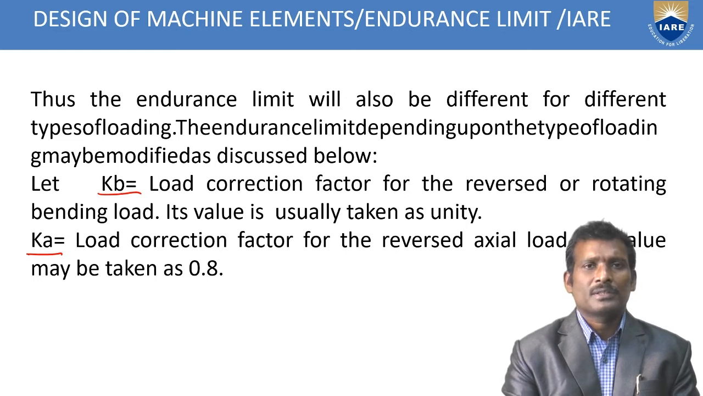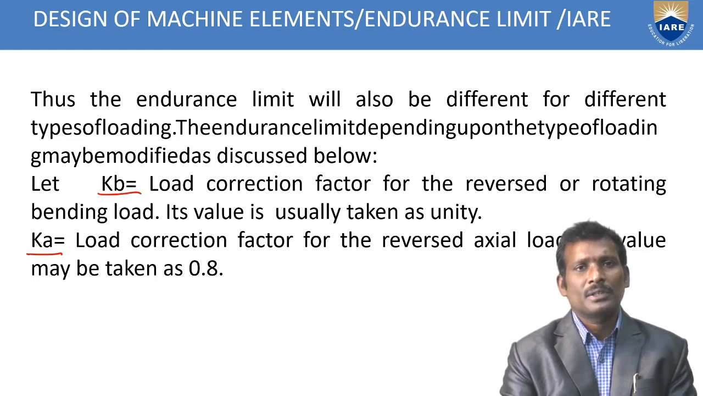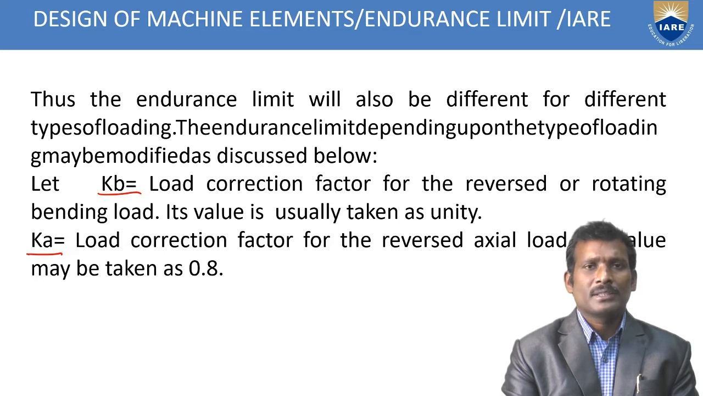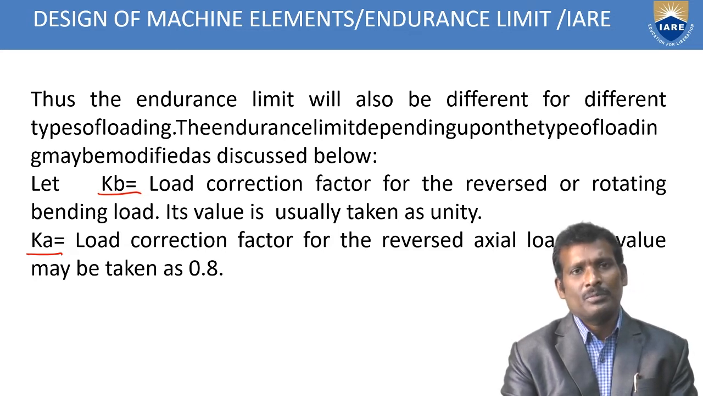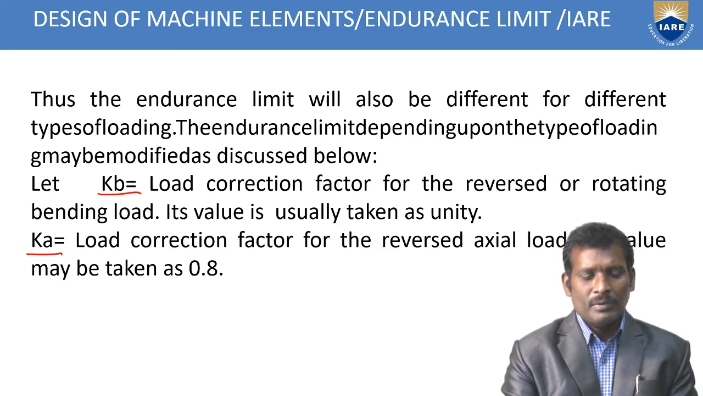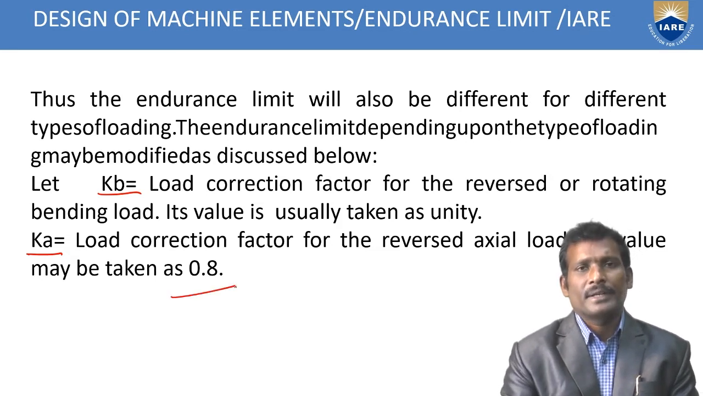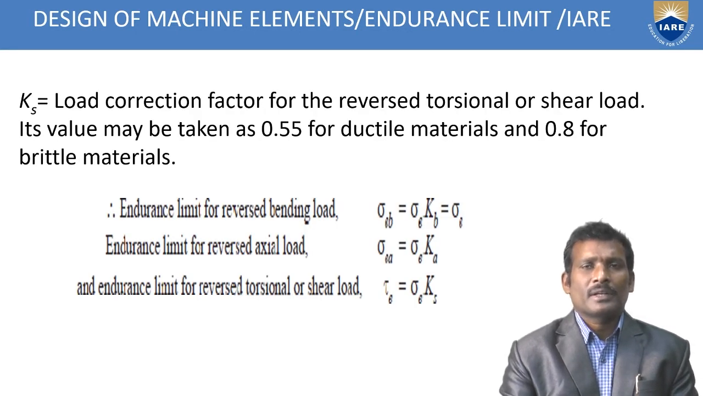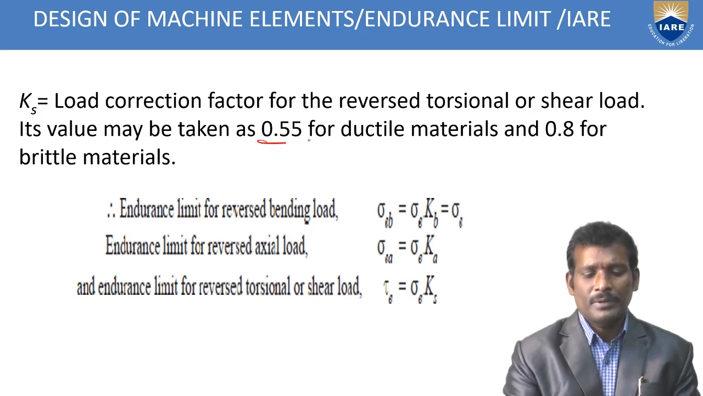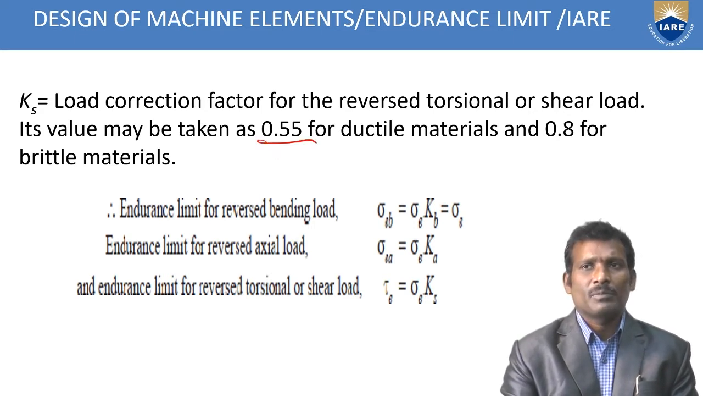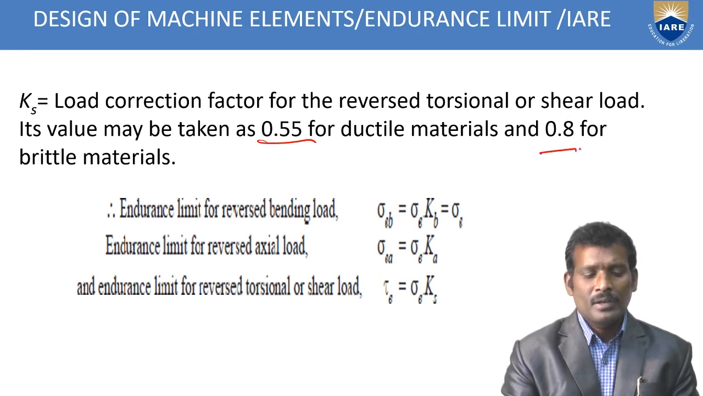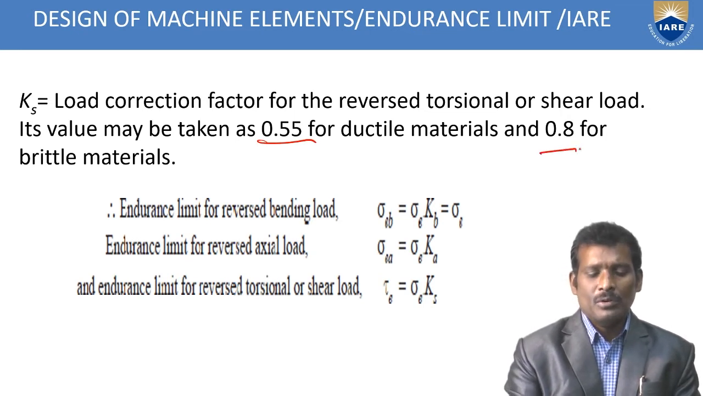Ka is the load correction factor for axial loads. Suppose the component is subjected to axial loads, we need to take the axial load correction factor while solving the problems, and the value is taken as 0.8. Ks is the load correction factor for shear loads. Whenever the component is subjected to shear loads, its value is 0.55 for ductile materials and 0.8 for brittle materials.